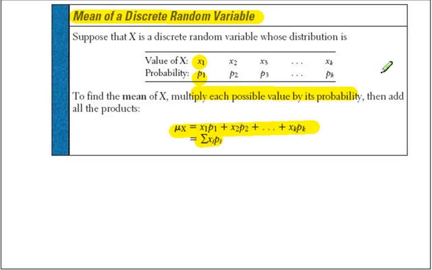I had a question in the morning class: do I have to divide by anything? The answer is no. Remember, every probability must be between 0 and 1. Hence, it's a decimal. And so multiplying by the probability replaces the dividing that you would normally do when finding an average. We're really just finding an average. All right, that's all we're doing.